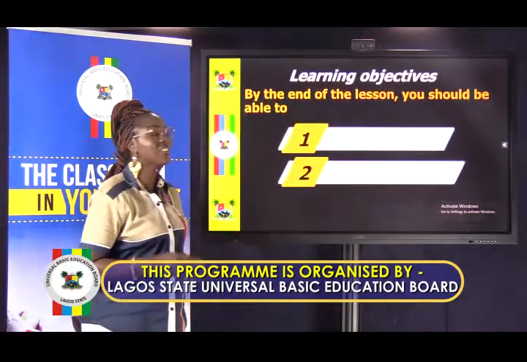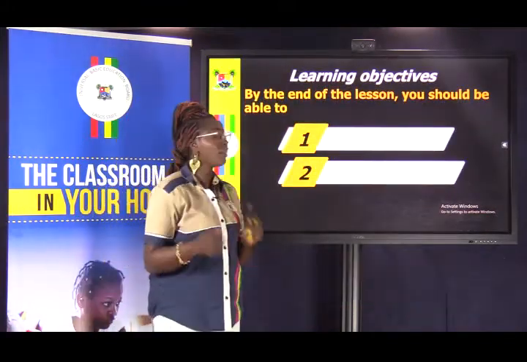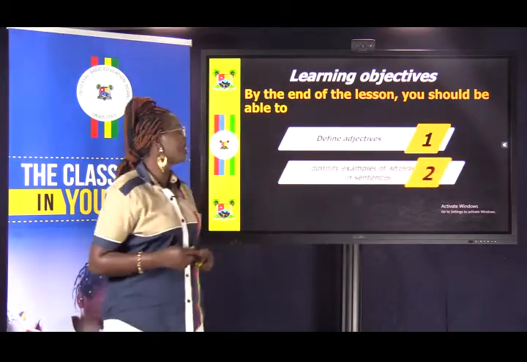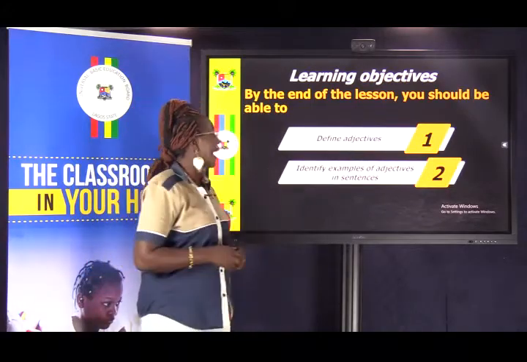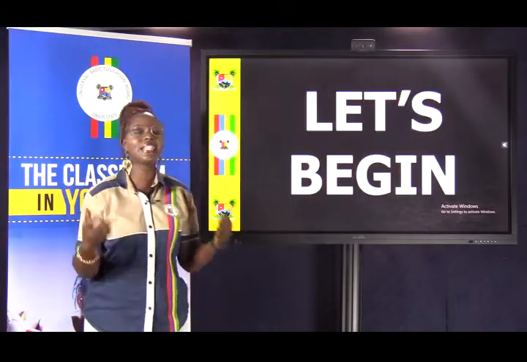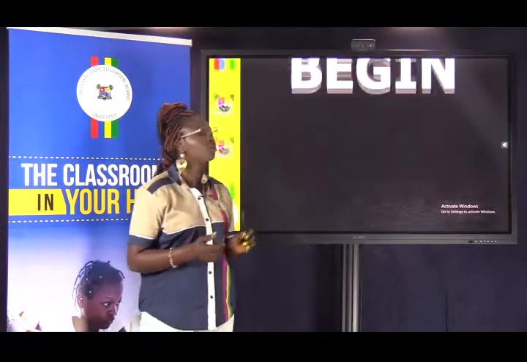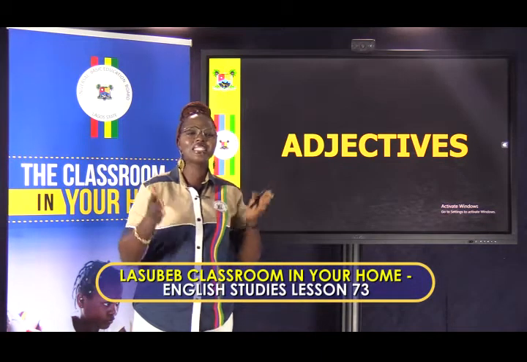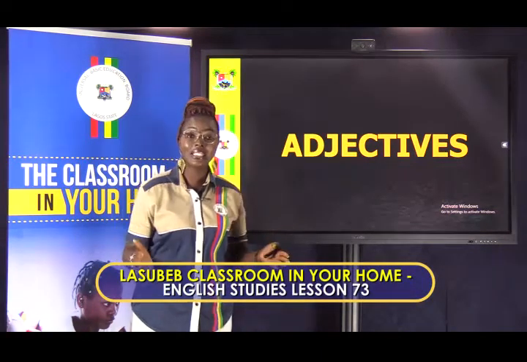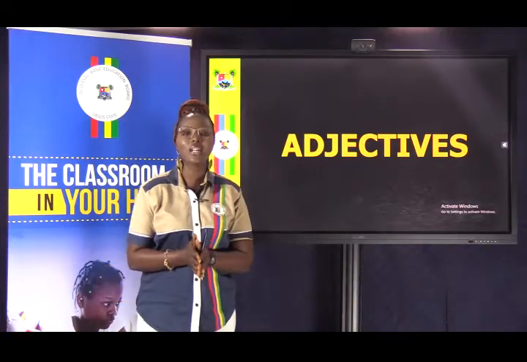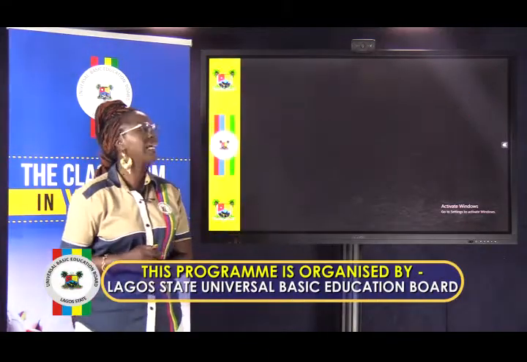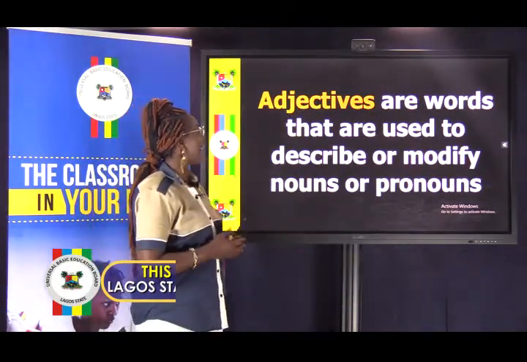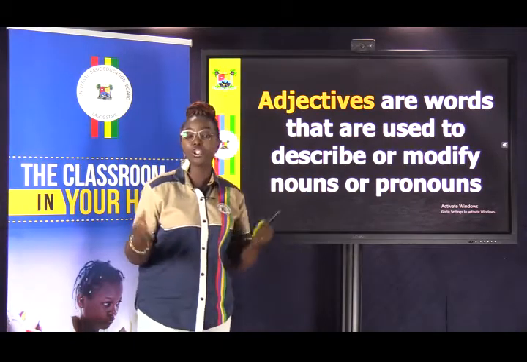Awesome. And now to the learning objective for today. By the end of today's lesson, you should be able to define adjectives, okay? You should also be able to identify examples of adjectives in sentences. Now, do you know that when we're talking about adjectives, they make sentences meaningful, they make them interesting, they make them lively? But first, what are adjectives? What are adjectives? Well, adjectives are words that are used to describe or modify nouns or pronouns.